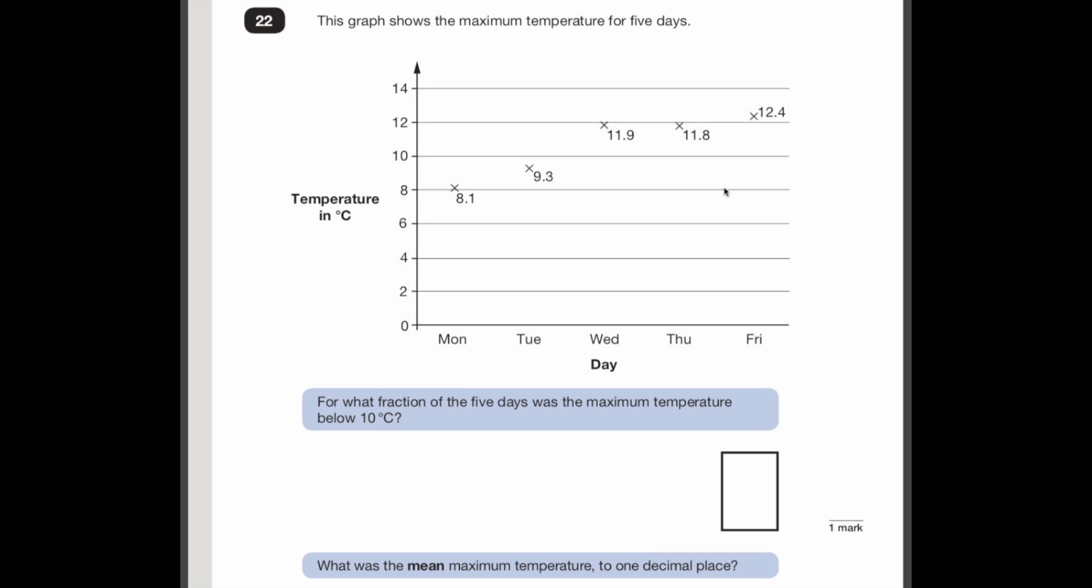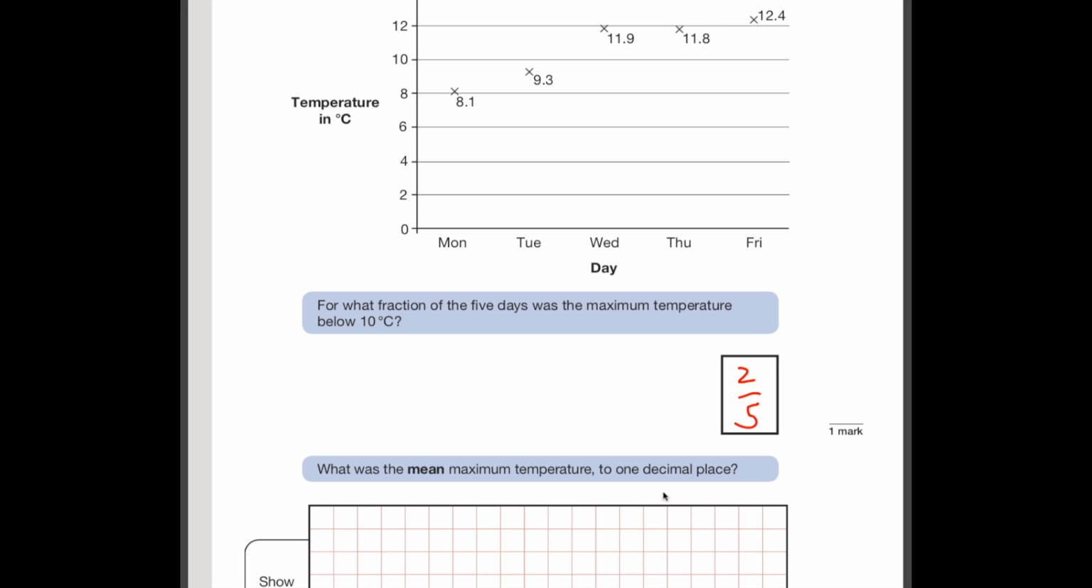Number 22, this graph shows the maximum temperature for 5 days. For what fraction of the 5 days was the maximum temperature below 10? So we have 5 days given. We have Monday, Tuesday, Wednesday, Thursday, Friday. And we have 2 days. 2 of those 5 days are where the max temperature was below 10. These ones were above 10. So that means as a fraction we're going to have 2 out of a total of 5, which means we would have 2/5.